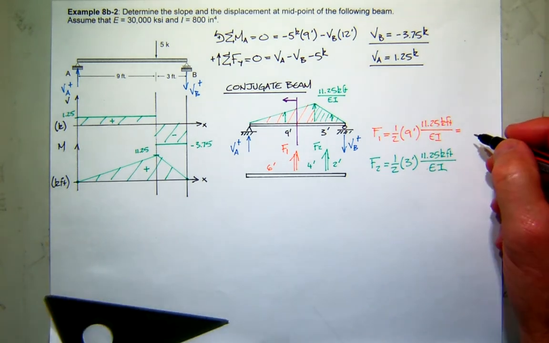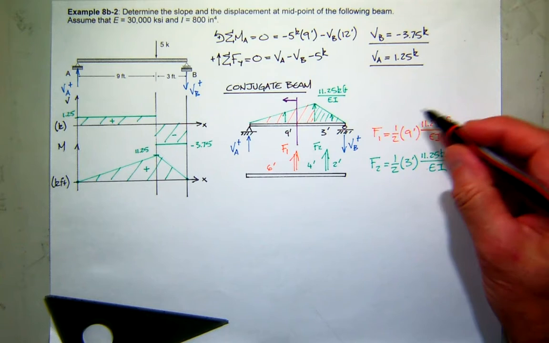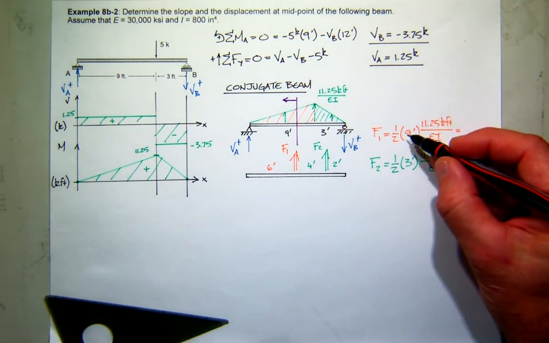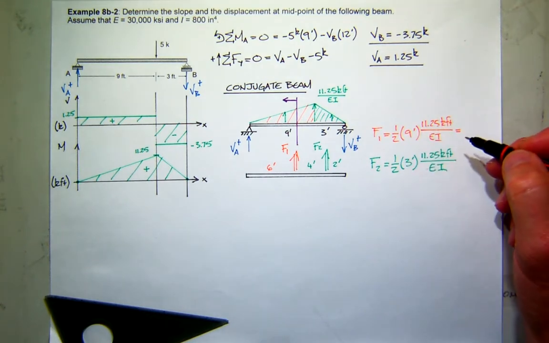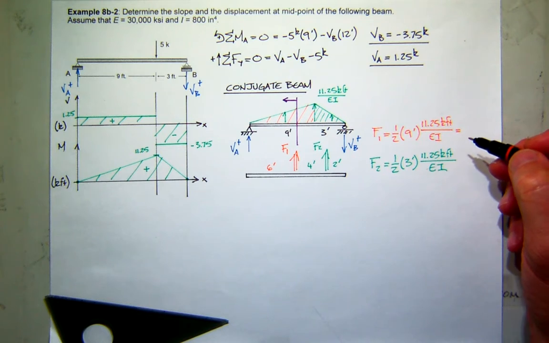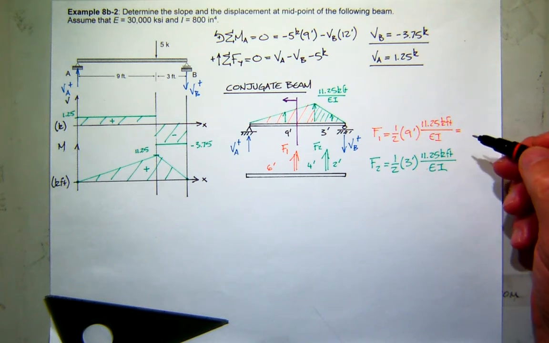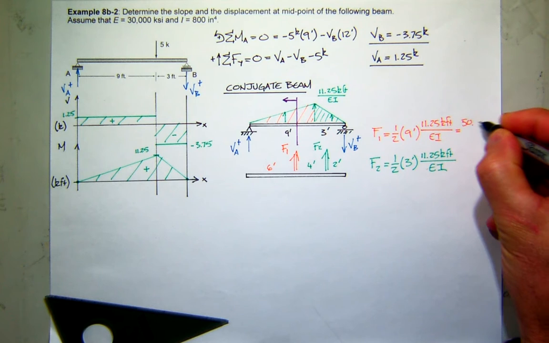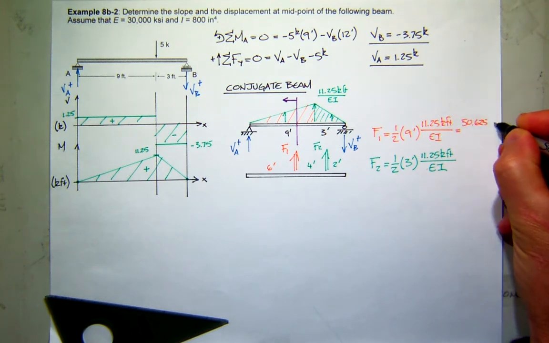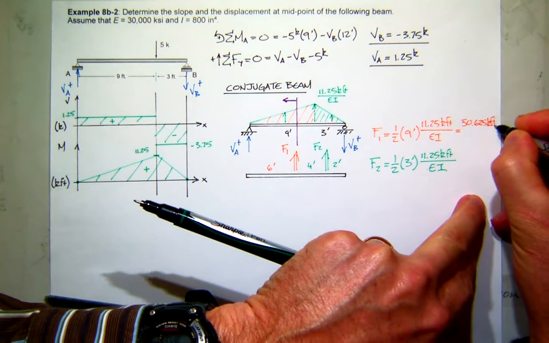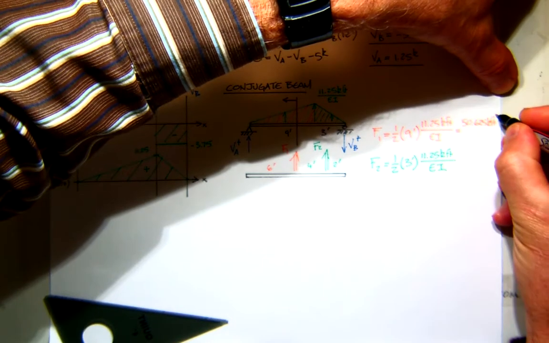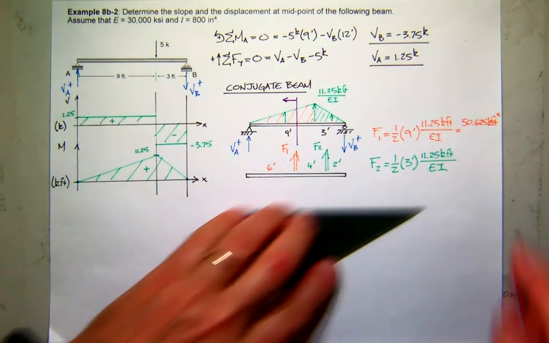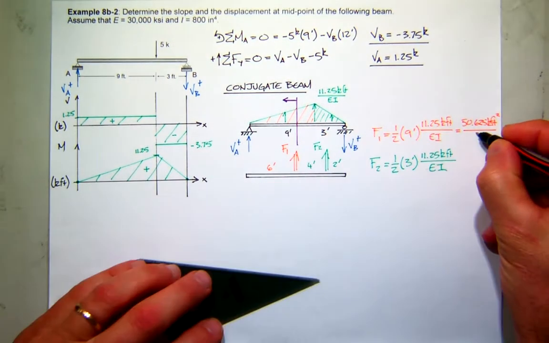Do you still want it in terms of EI? Yeah, just give me the number. What's 11.25 times 9 divided by 2? I'm guessing it's 56.25. 50.625. 50.625. And that's kip feet squared. Sorry, my number got kind of mashed up here at the end.